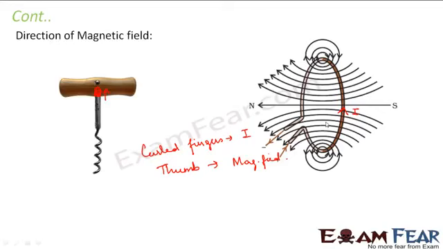Whenever you want to find the direction of magnetic field in case of a straight current carrying conductor, use the right hand screw rule, where your curled fingers represent the direction of magnetic field and your thumb represents the direction of current. In case of a circular loop where your current is in a curved fashion, there your curled fingers will represent the current and your thumb will represent the magnetic field.